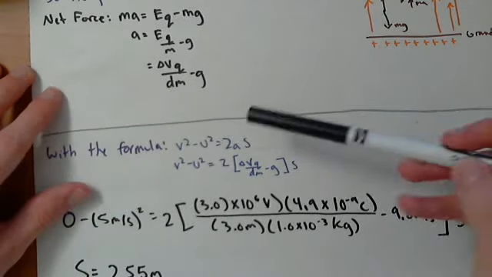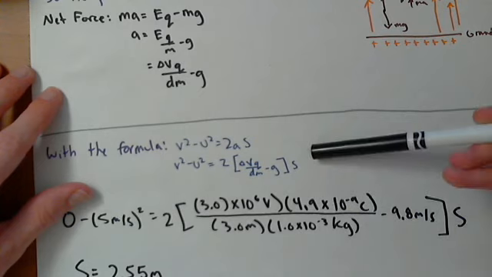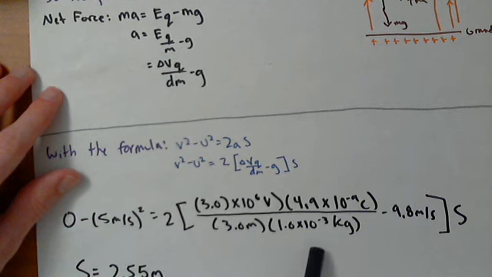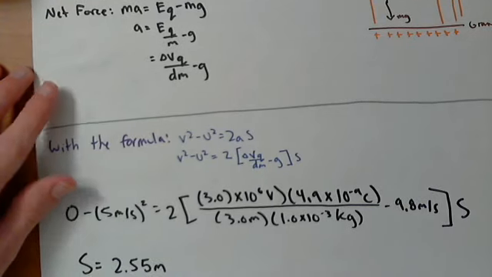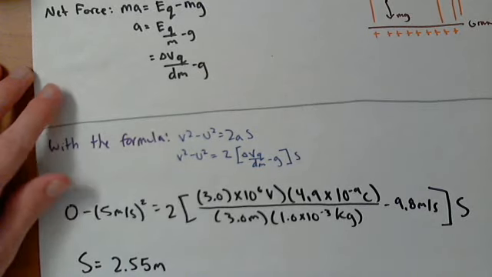So with the formula, once again, v squared minus v0 squared equals 2as, we can write it again in this form, which might make it a little bit easier. We can plug in all the numbers that we've got: the speed, the voltage, coulombs, distance, and mass, and we can do the calculations. We'll get an answer of 2.55 meters.